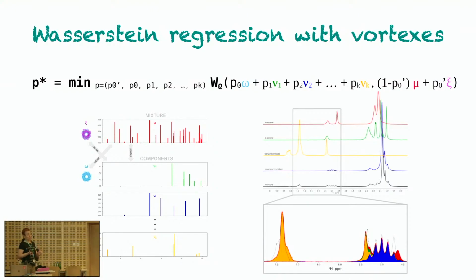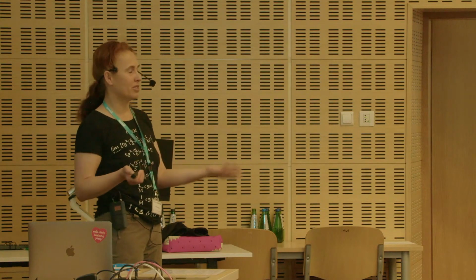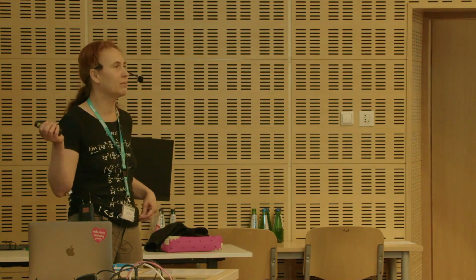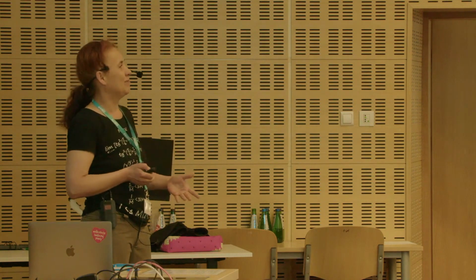In that case, it's very hard to apply the Wasserstein approach, because you need a two-dimensional Wasserstein, which is not as efficient as the one-dimensional. But here, for nuclear magnetic resonance, you can apply a simple one-dimensional optimal transport between spectra. And the problem is the same: to deconvolve the mixture into components. We have a mixture and several compounds, and we want to discover the proportions, but now we have to introduce one additional vortex more, because here we have no theoretical spectra.